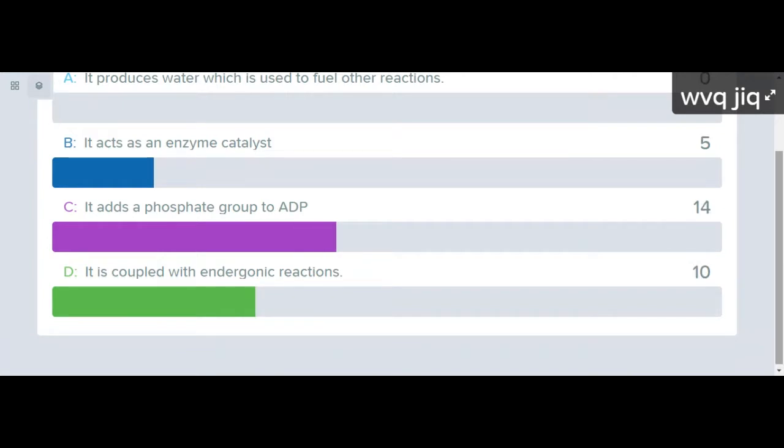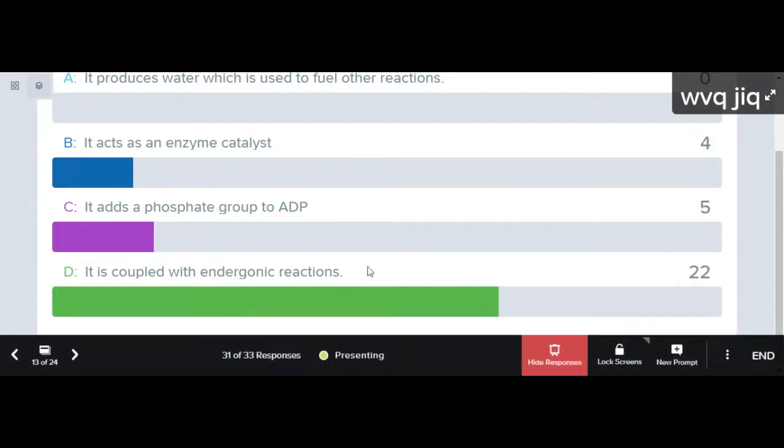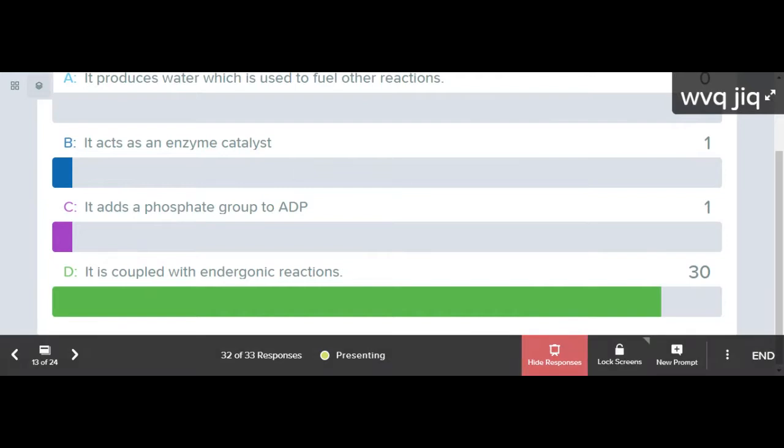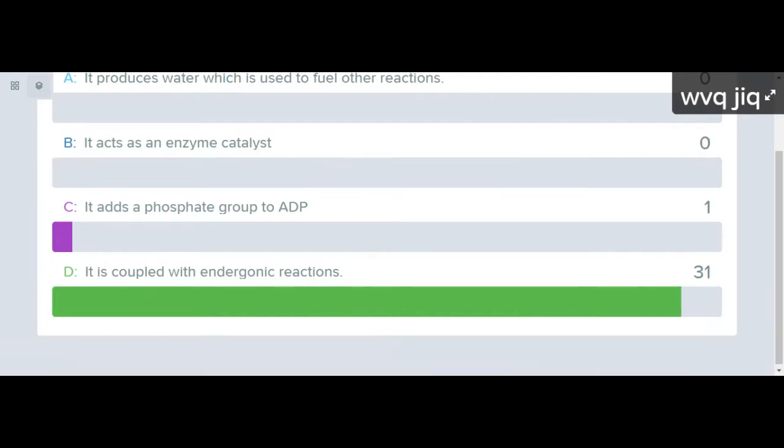The answer is D, guys. The answer is D. Yes. So it's coupled with endergonic reactions. That's the actual answer. It doesn't act like an enzyme catalyst. ATP is not an enzyme. It doesn't have an active site. It can donate a phosphate group to energize something, but it's not going to donate a phosphate group to another ADP. That wouldn't make sense, right? If it's helping a reaction to happen, it's because it's being coupled with an endergonic reaction.